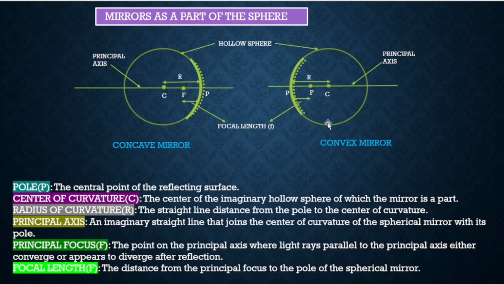Same in the case of convex mirror, you see the outer part is the reflecting surface. This is the pole. This is the center of curvature. Distance from pole to center of curvature is called your radius, and this is the principal focus. Distance from pole to principal focus is your focal length, and this line is your principal axis.